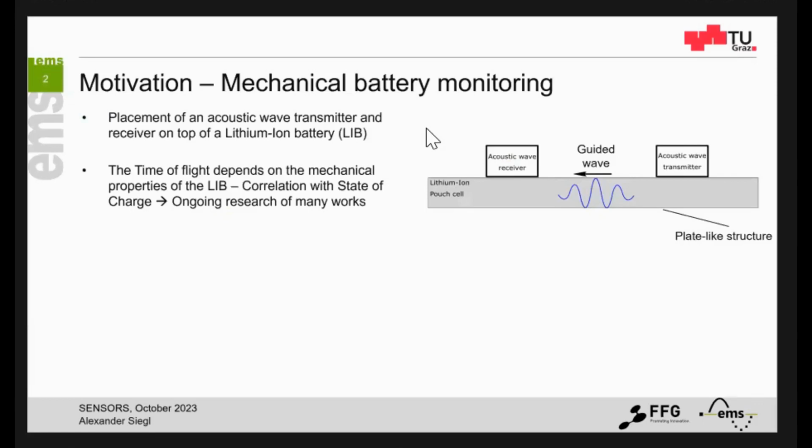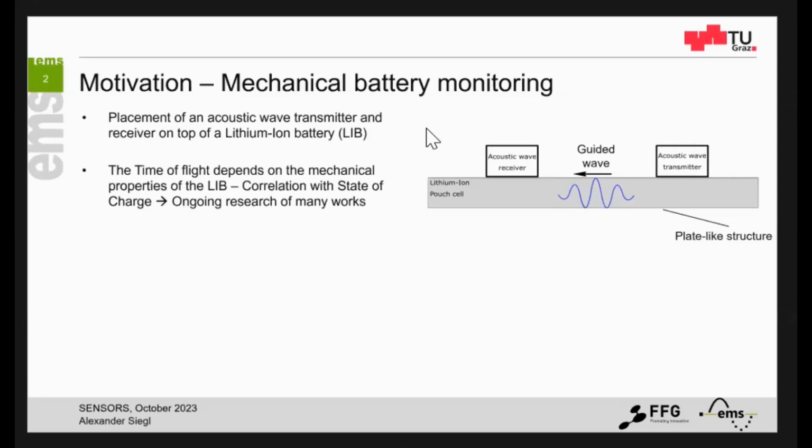One way to give additional monitoring is a mechanical monitoring approach. This is done on these lithium-ion pouch cells, which can be seen as plate-like structures. You put an acoustic transmitter on the cell and then a receiver, and the transmitter generates a guided wave inside the pouch cell, which travels towards the receiver. Depending on the mechanical properties inside the battery, a certain time of flight can be measured between the transmitter and the receiver. Research already showed that there is a correlation between the state of charge and the time of flight. When the battery changes its state of charge, the mechanical parameters also change, and so does the time of flight.